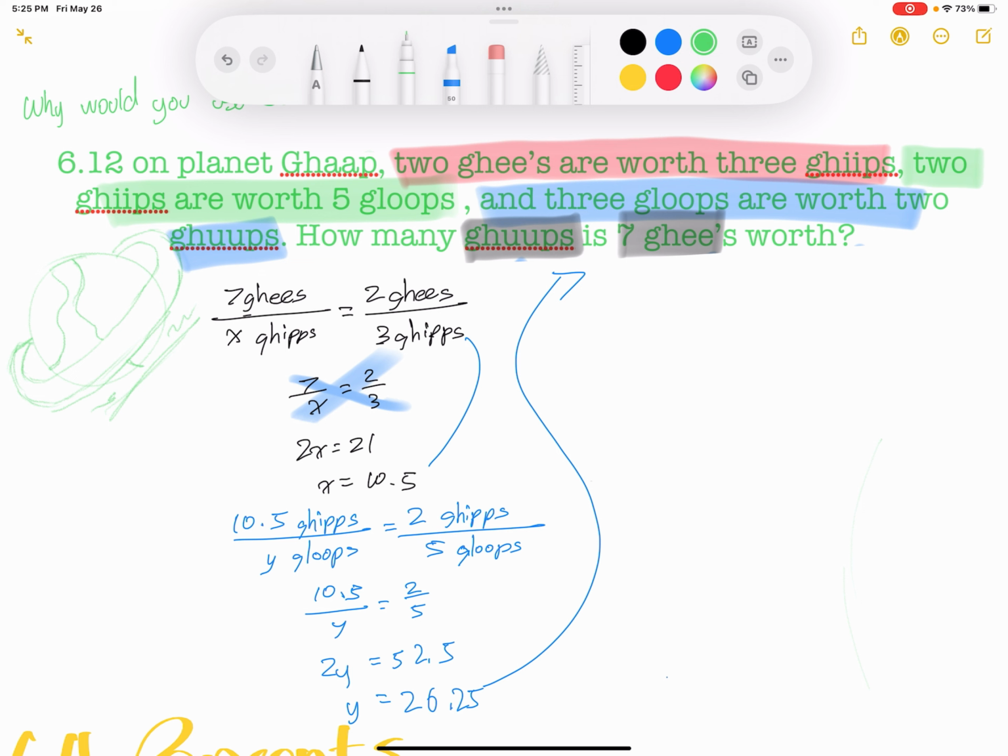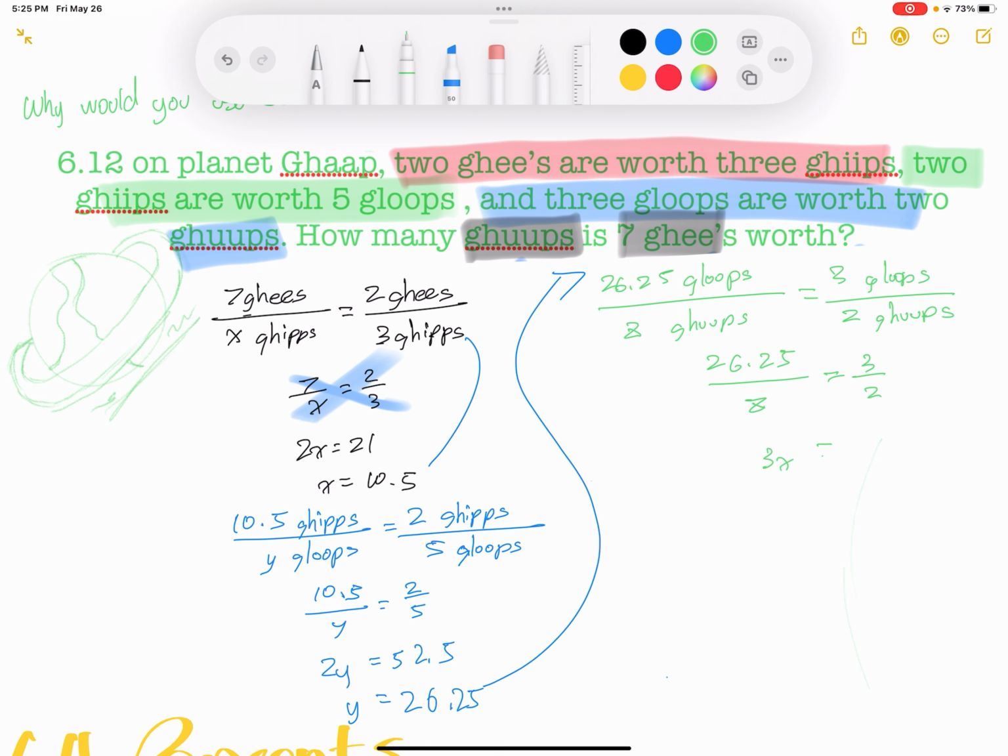Groups to GUPS. Groups is we have 26.25 groups, and it would be worth z GUPS, which gets us the conversion of 3 groups are worth 2 GUPS. Getting rid of all the words, we have 26.25 divided by x equals 3 divided by 2.